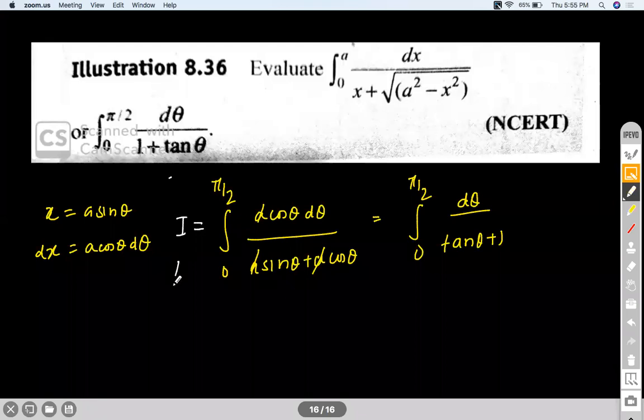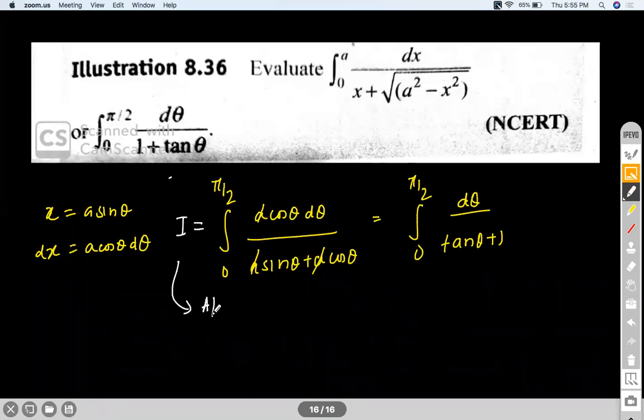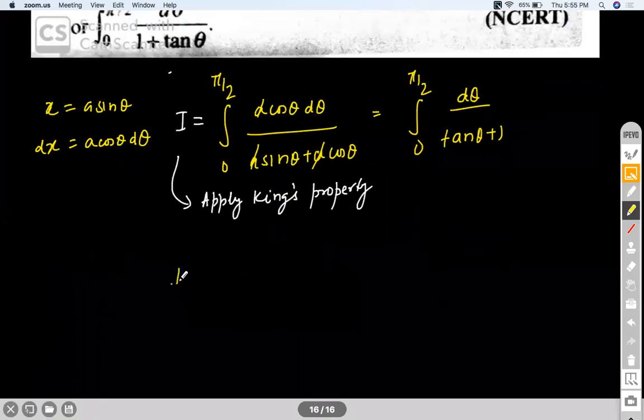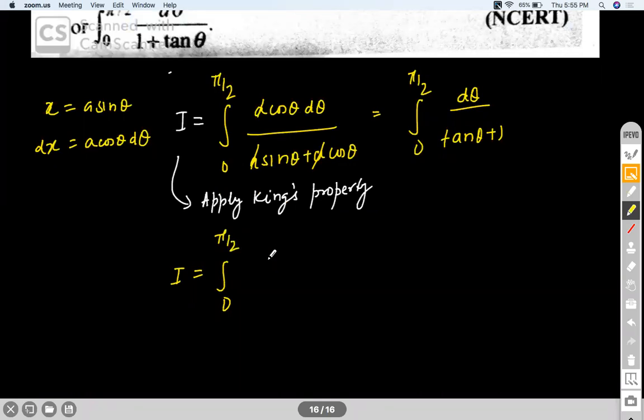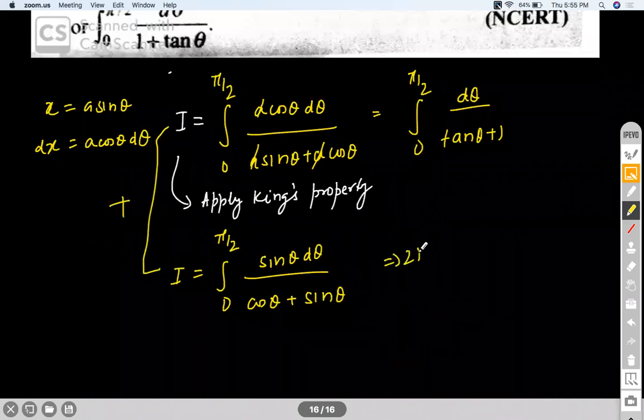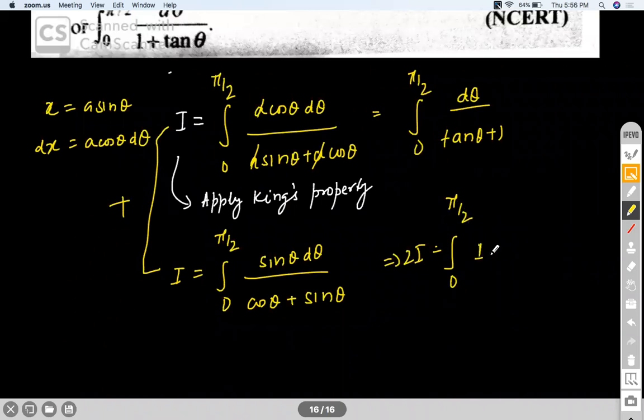Now, in order to deal with this, at this stage, I can apply it at another stage also, I'll apply King's property. So this will become 0 to pi by 2. Cos of pi by 2 minus theta is sine theta. Sine of pi by 2 minus theta is cos theta. And this will also become a sine theta. Add these two up. If you add these two up, 2I will become 0 to pi by 2. In fact, we'll get a 1. And 2I will be equal to pi by 2. So I is equal to pi by 4. Easy question.